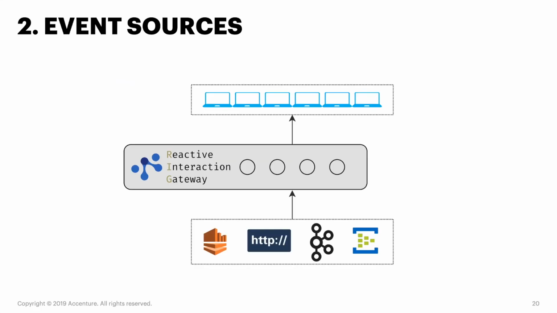The Reactive Interaction Gateway currently supports Apache Kafka and Amazon Kinesis for consuming events. There are also HTTP endpoints that allow microservices as well as frontends to publish events using HTTP calls.